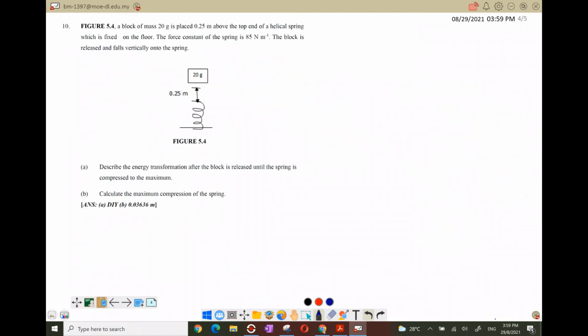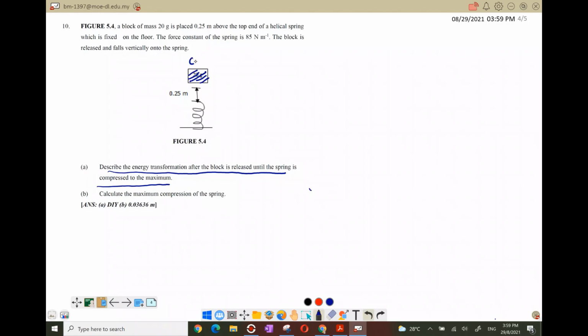Question number 10. Describe the energy transformation after the block is released until the spring is compressed to the maximum. So kita ada satu block kat sini with mass 20 gram. So kita compresskan block ni pada satu spring. Okay, at first the height is 0.25.